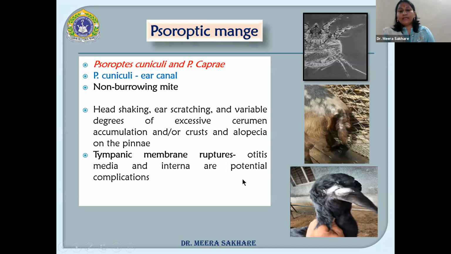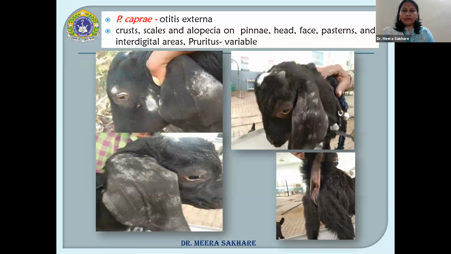Sometimes there are chances of otitis media or interna that we can see in case of secondary infection. Here we can see a typical case of psoroptic caprae infestation, in which there are scales and alopecic patches, typically on the periphery of the ear. Sometimes such animals have a concurrent fungal infection also.